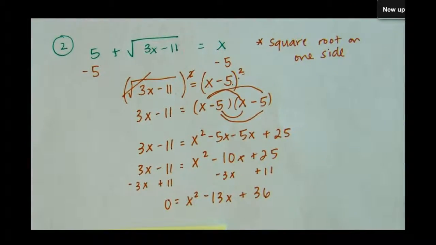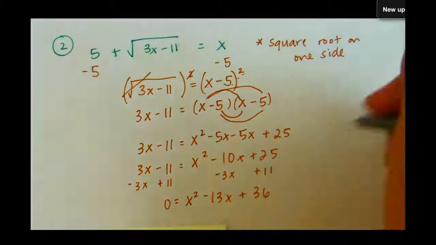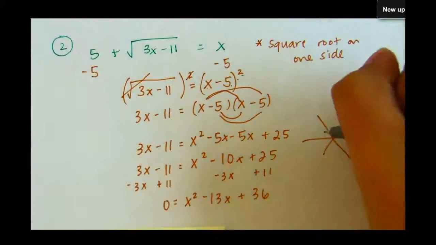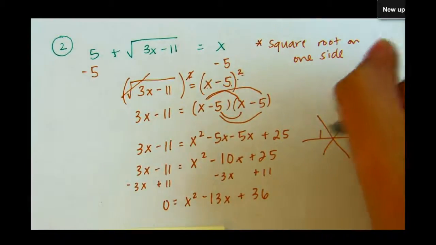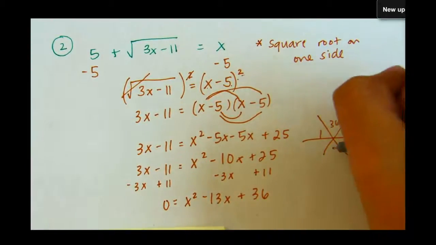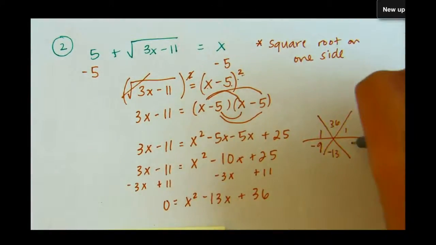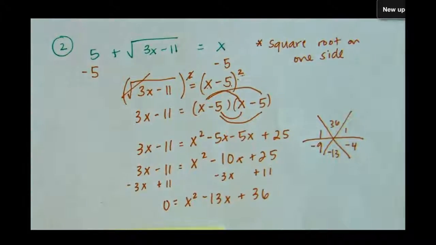Now I'm going to see, okay, can I factor that, or do I need to use the quadratic formula? I'm looking for two numbers that multiply to 36 that will add to 13. And I think I've got a set. So I'm going to do a snowflake over here on the left. My a value is 1. I'm multiplying to 36 and I'm adding to a negative 13. I think that negative 9 and a negative 4 will do the trick for me.